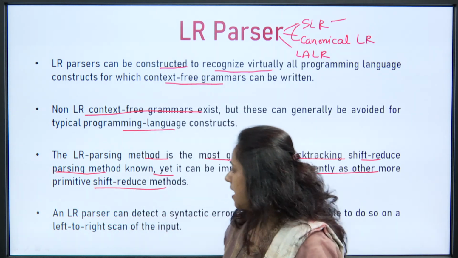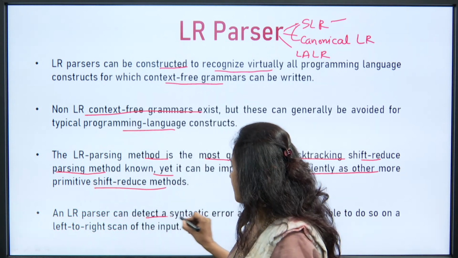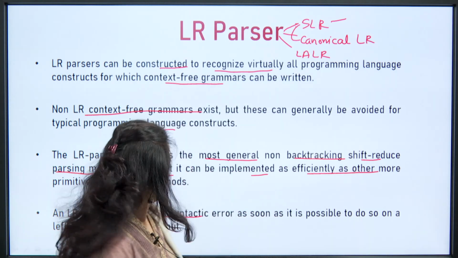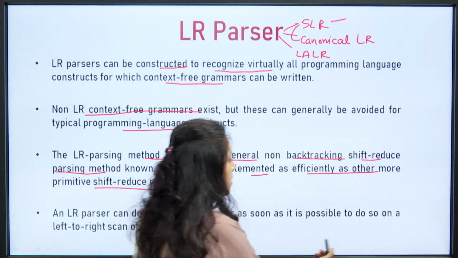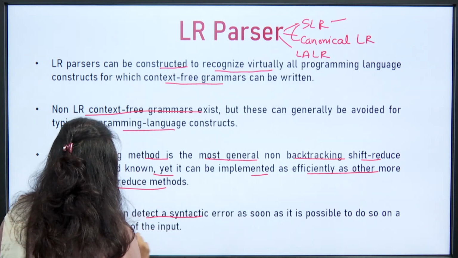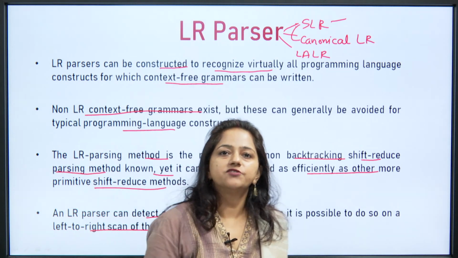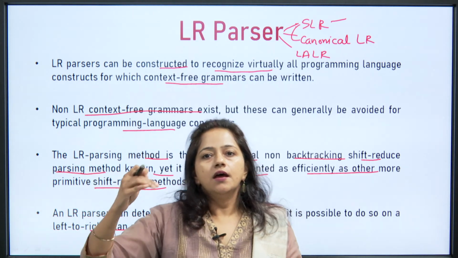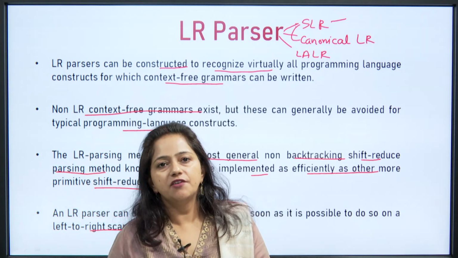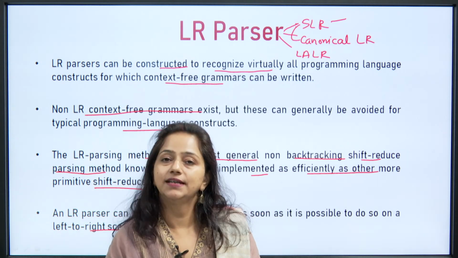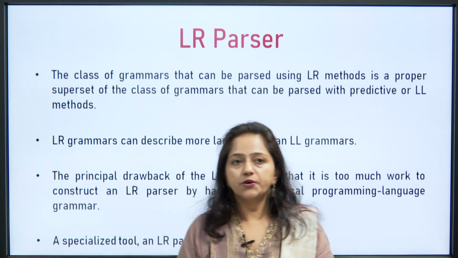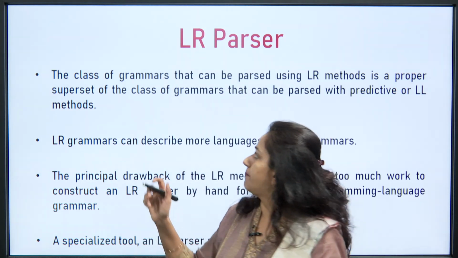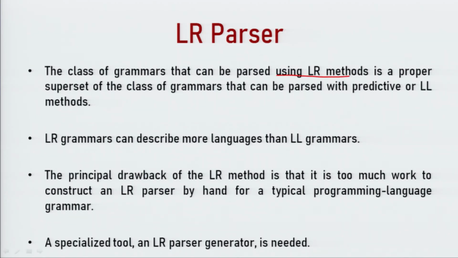Next, an LR parser can detect syntactic errors as soon as possible on a left-to-right scan of the input string. So, as we are scanning the input string, at that time we can find out where the syntactic error is. Now, the class of grammars that can be parsed using the LR method is a proper superset of the class of grammars that can be parsed with predictive or LL methods.